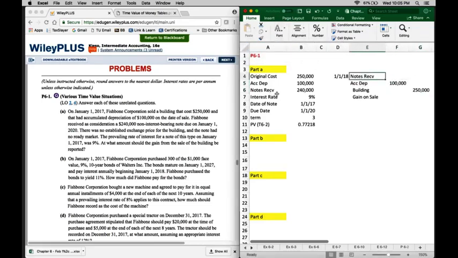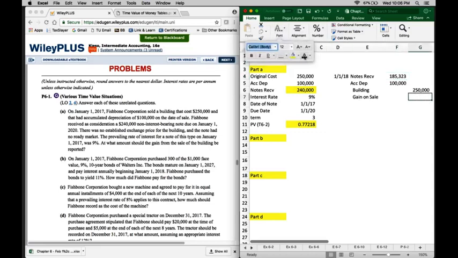How would I calculate the present value of the note? The present value of the note is going to be calculated as this number that we have over here, I'm going to highlight it, multiplied by the present value factor, which we looked up from table 6.2. That's the present value of a single sum. So $240,000 times this present value factor will give me the present value of the note. Present value of the note plus accumulated depreciation must equal building. If it doesn't, it means I have a gain on sale.